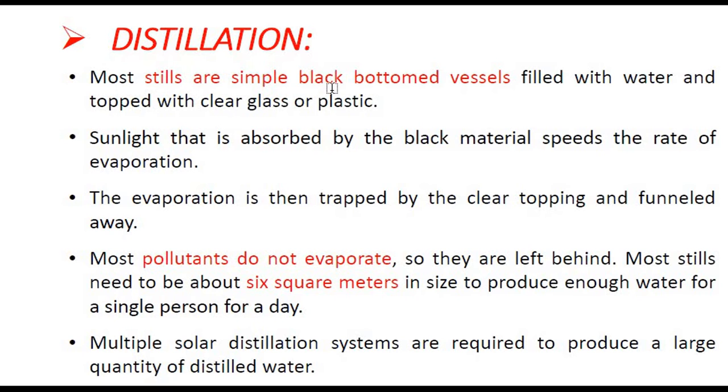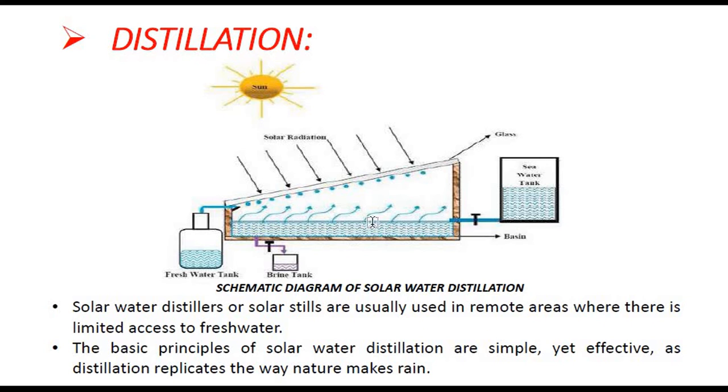Most of the stills are simple black bottom vessels filled with water and topped with clear glass or plastic. Sunlight that is absorbed by the black material speeds the rate of evaporation, due to the absorption of the heat by this black material.